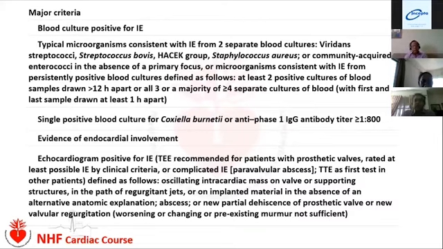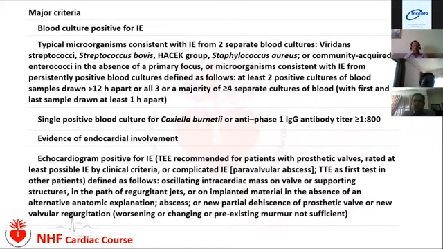So to identify the organism, we have to do blood culture. It is said that a typical microorganism consistent with infective endocarditis from two separate blood cultures, or persistently positive blood culture, which is defined as at least two positive cultures of blood where samples were drawn 12 hours apart, or all three or a majority of 4 separate cultures of blood when the first and last samples were drawn 1 hour apart. But again, a single positive blood culture for Coxiella burnetii will do. And evidence of endocardial involvement through imaging.